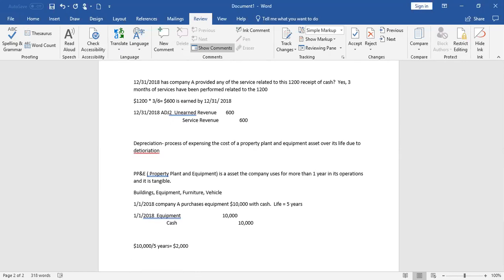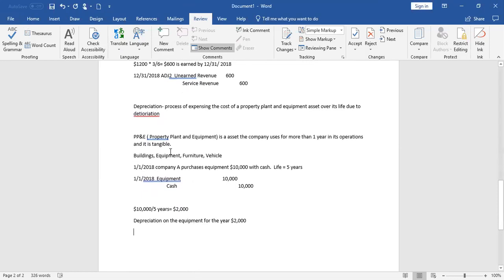So in your book, they're going to say depreciation on the equipment for the year, $2,000. They're going to come up with that dollar amount. You need to know what to do with it. And this is where it gets a little more funky, because you might be sitting there going, oh, easy.